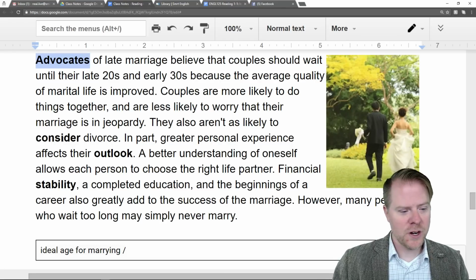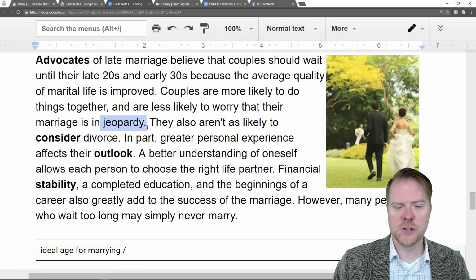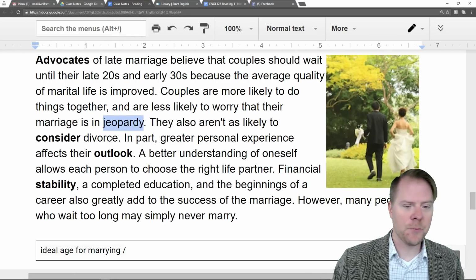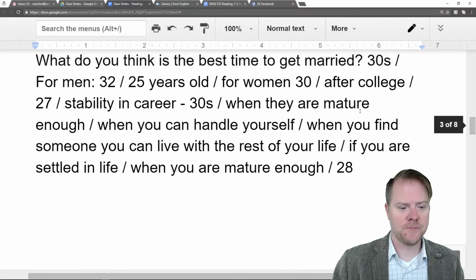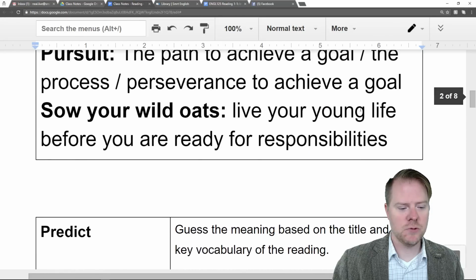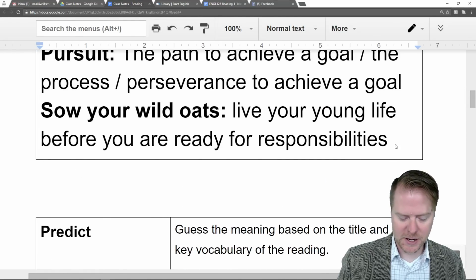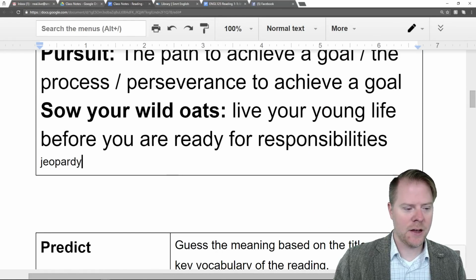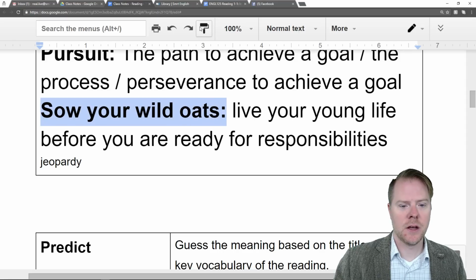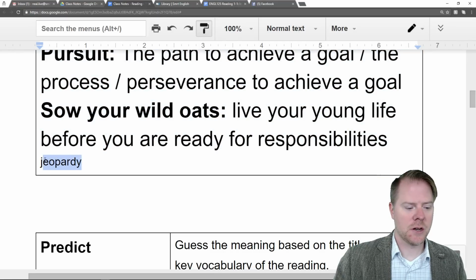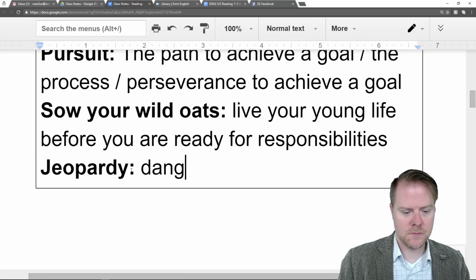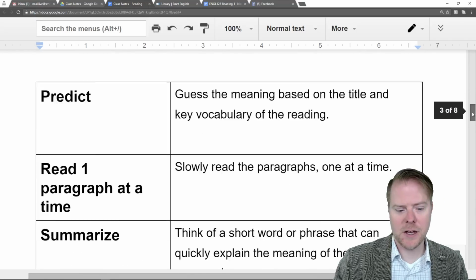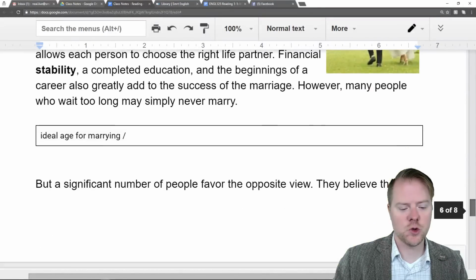Yeah, and that's a good question. What is this word here? This is a strange word, jeopardy. Jeopardy means danger. I'm going to actually put that in the vocabulary. That's a good word to know as well. Go all the way back up, and I'll get back down to the reading in a sec. But I'm going to add jeopardy. It means danger. Okay, let me scroll back down to the article.